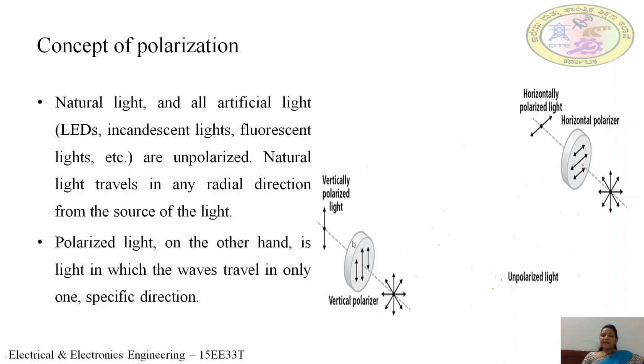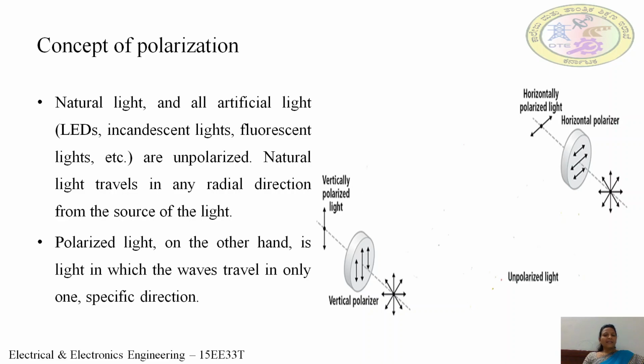Similarly, here is another kind of polarizer, which is called a vertical polarizer, whose axis is vertical. So when unpolarized light, which is scattered in all directions, passes through this vertical polarizer, only the vertically aligned light waves are passed, and the other directional light waves are blocked. So what we get out of the vertical polarizer is vertically polarized light. In this case also, the intensity of light is somewhat reduced.